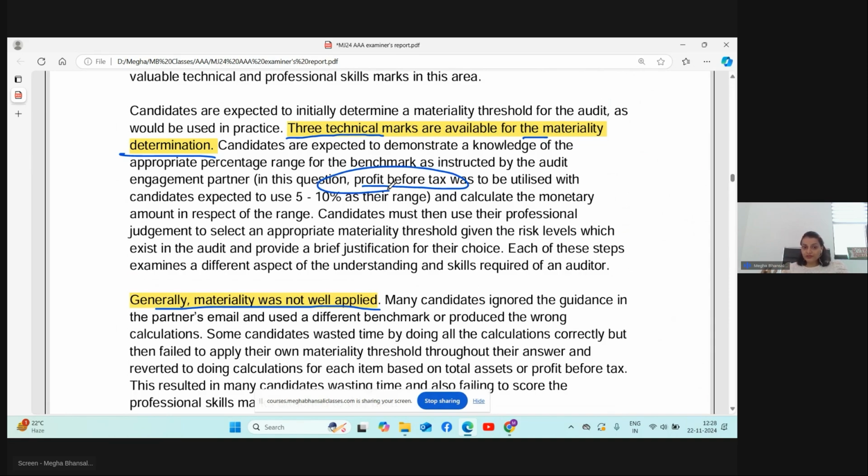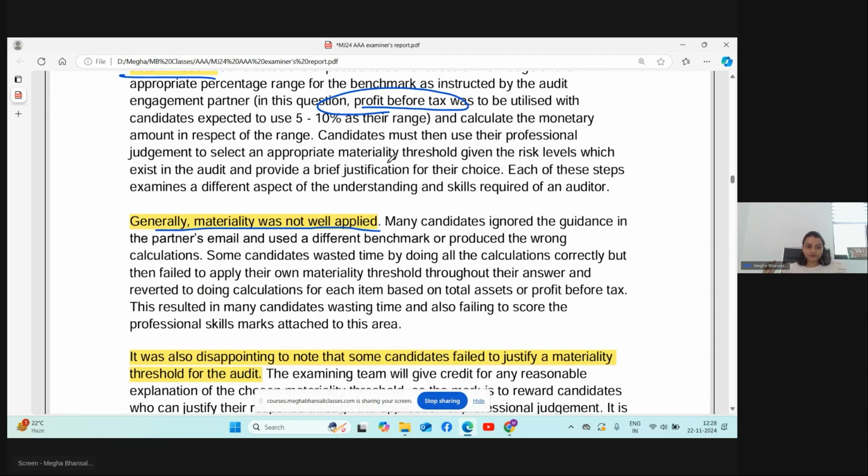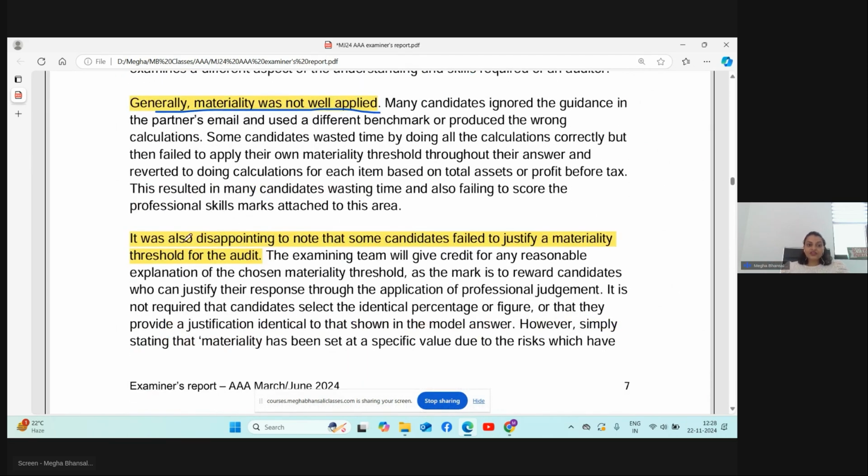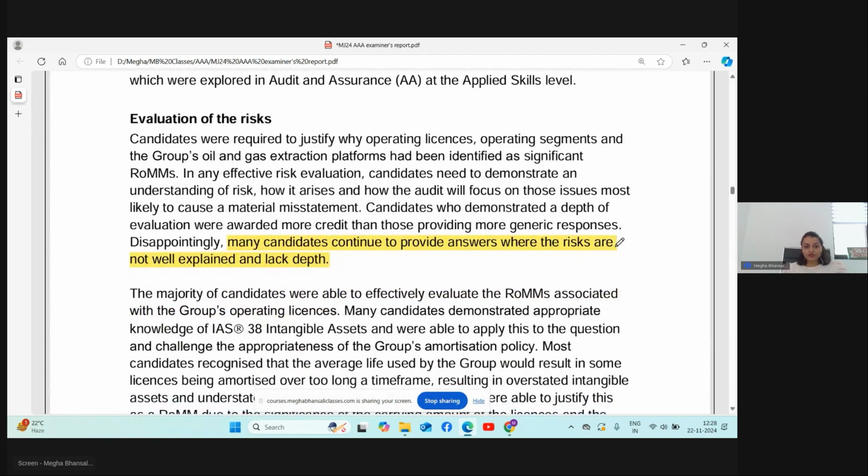If the question is not giving what the base is, then you could discuss it. But if they are giving you that profit was the base, use that to answer your question. So, again, read your question really, really well. If I was reading the question and I read this instruction, I would have copy pasted this and put it under my materiality section immediately, so that I don't miss this out. Then it says it was also disappointing to note that some candidates fail to justify a materiality threshold for audit. So why am I choosing a lower threshold or an upper threshold or a middle threshold is something you need to explain. Evaluation of the risk.